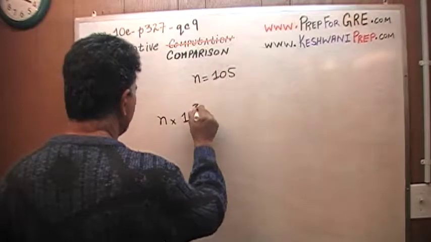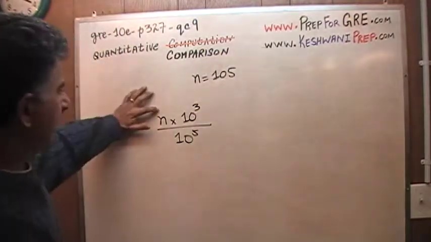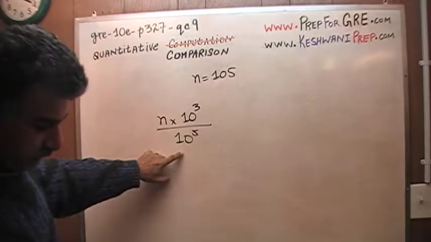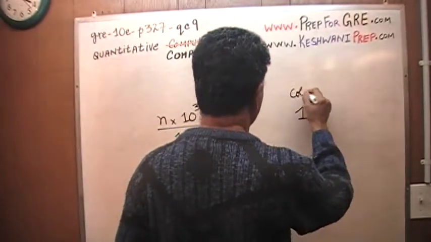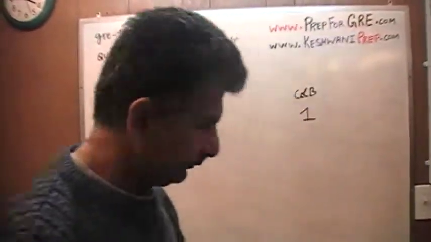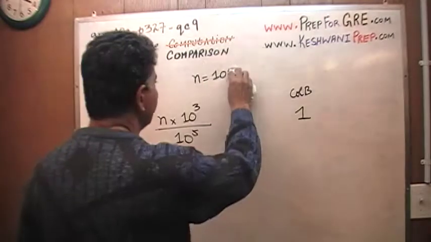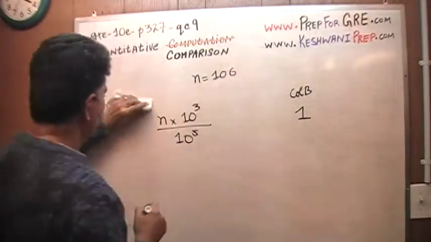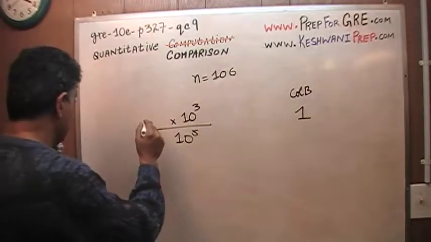They want you to compare this quantity, n times 10 raised to third divided by 10 raised to fifth power, versus 1. This is your column B. Well, let's take a look at it. They tell us that n equals 105, and if it annoys you too much, make it 106. Round it up if you like. Okay? N equals 106. Let's put it in here. That's where the n is. Put it in here.